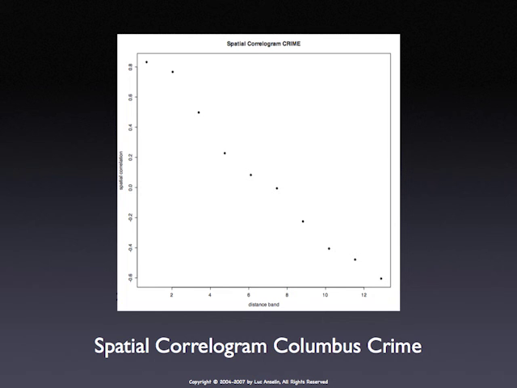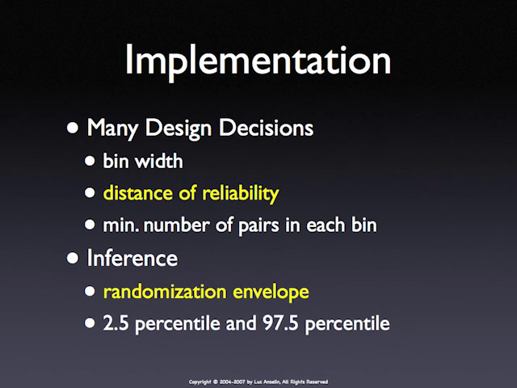And it's always the same thing. It's a trade-off between bias and variance. As the bin gets smaller, your bias goes down, but your variance goes up. As the bin gets larger, your bias goes up, but your variance goes down.